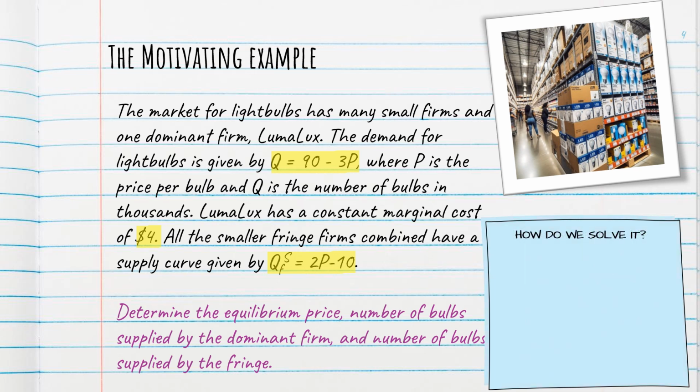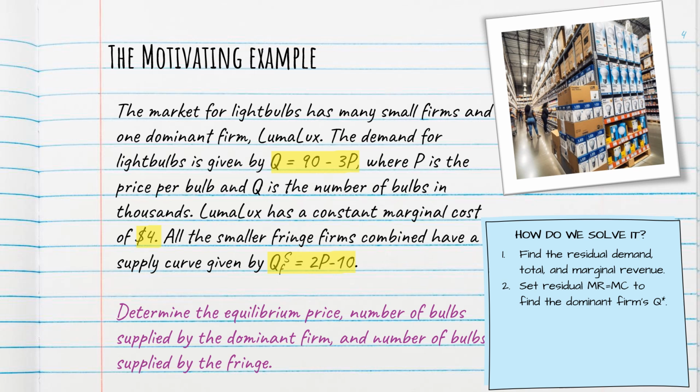So how do we go about solving this question? The first thing we need to do is find the residual demand, which is just the difference between the total demand and the supply of the fringe. We're really figuring out how much demand is going to be left for that dominant firm. From that residual demand, we can find total and marginal revenue. What do we do with that after then? It essentially becomes a monopoly question after that point. We're going to set the residual marginal revenue curve equal to marginal cost to figure out the dominant firm's optimal choice, their quantity. Then we'll plug that Q into the residual inverse demand to find price.